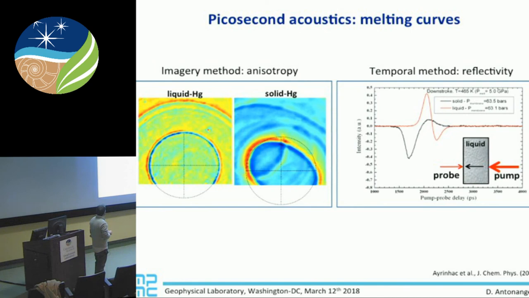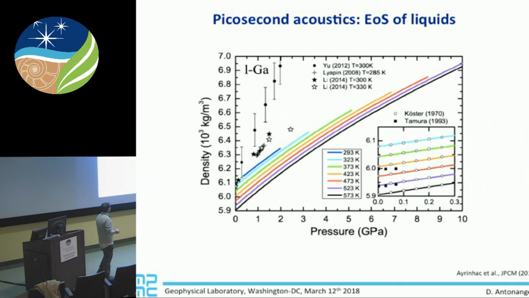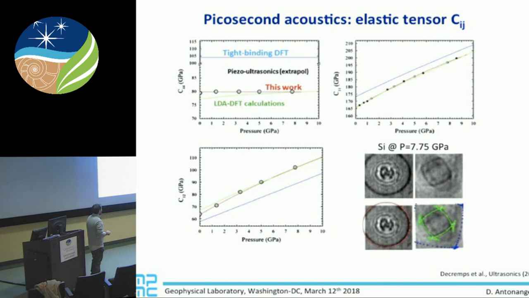And for what concerns applications, we can, for instance, use this technique to determine a melting curve, this example on mercury, either using the imagery method, exploiting the fact that solids are anisotropic while liquids are isotropic to detect melting, or the temporal method, which is sensitive to the sudden volume variation across solidification, but also the change in the refractive index from solid to liquid. Data in terms of compressibility, even on liquid, can be analyzed in terms of density versus pressure for various isotherms, and then getting a PVT relation for liquids.